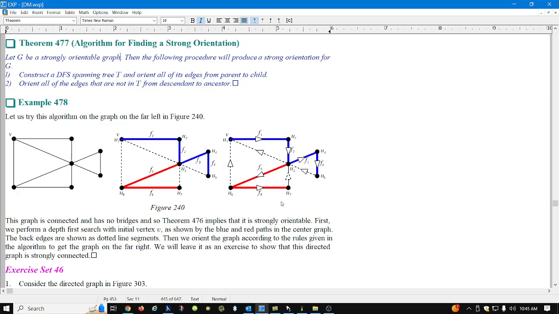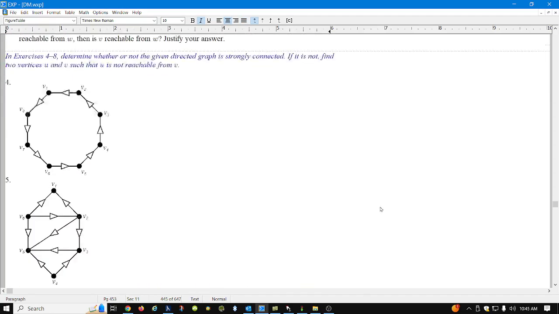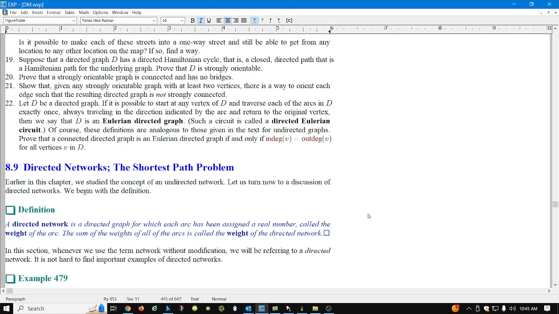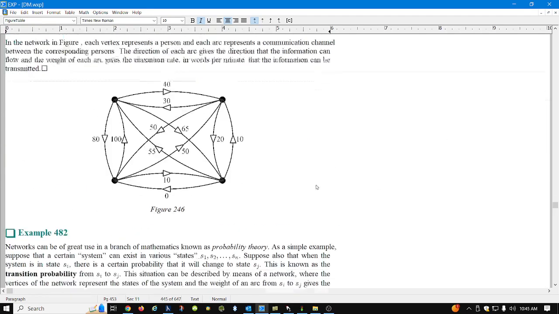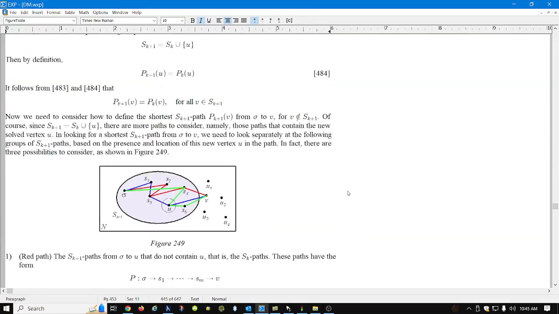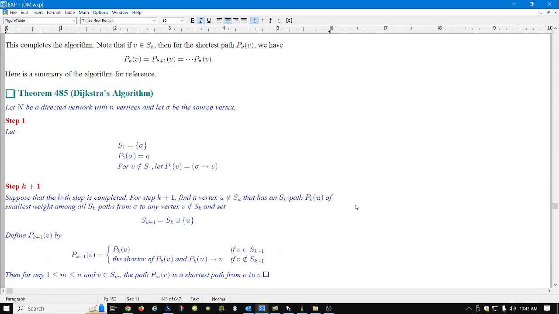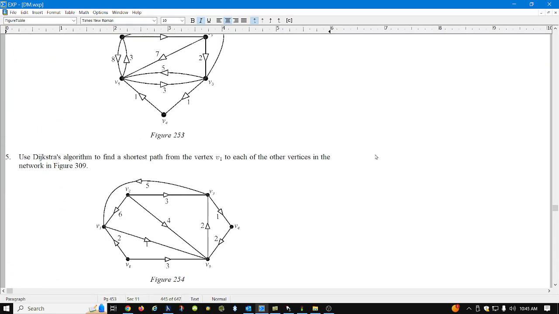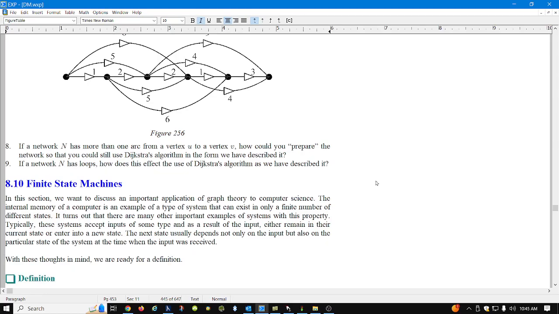Okay, we are done with this material. What's next? Directed networks and the shortest path problem. And I believe that after that is a long section. That may take a couple of videos. Finite state machines, and that's the final section of the book. So we're closing in on it.